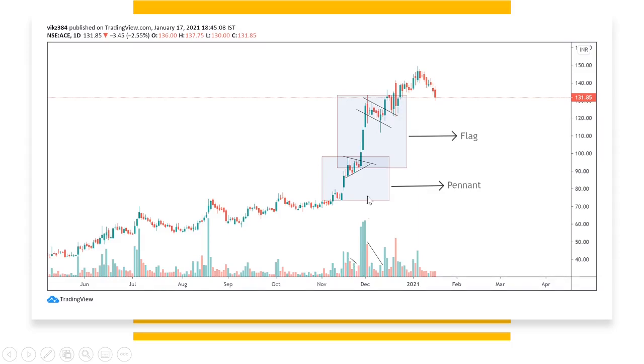If you see the volume here, the volume contracts as compared to the pole during this consolidation. Similar thing happens here. The pole is marked by high volumes, then there happens a consolidation and the breakout candle happens on a high volume. Same thing happens here. The breakout candle happens on a very high volume. This is the basic structure of a flag. This works most of the time.